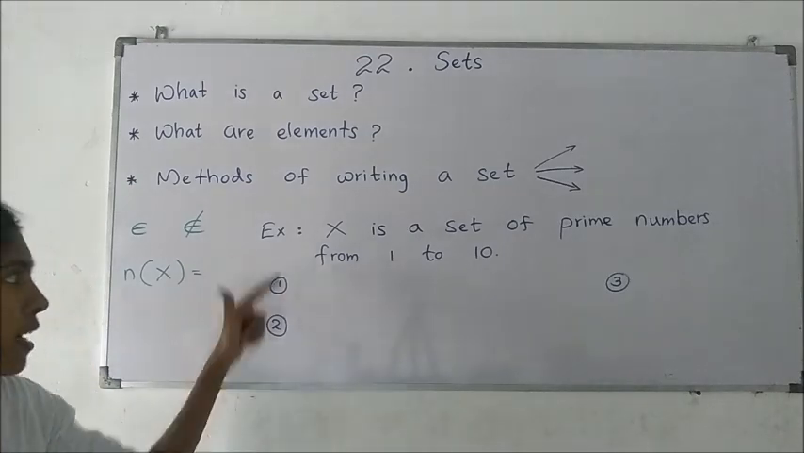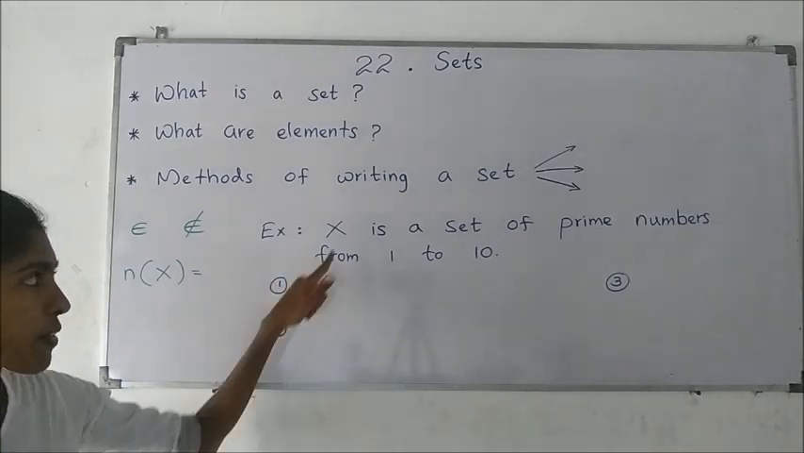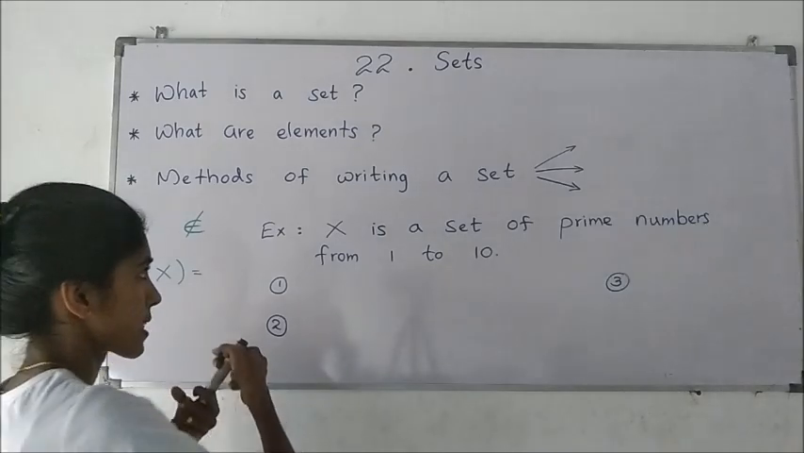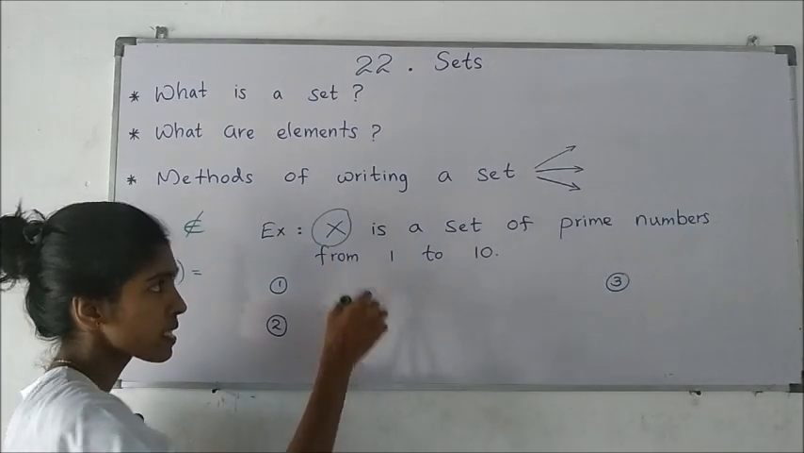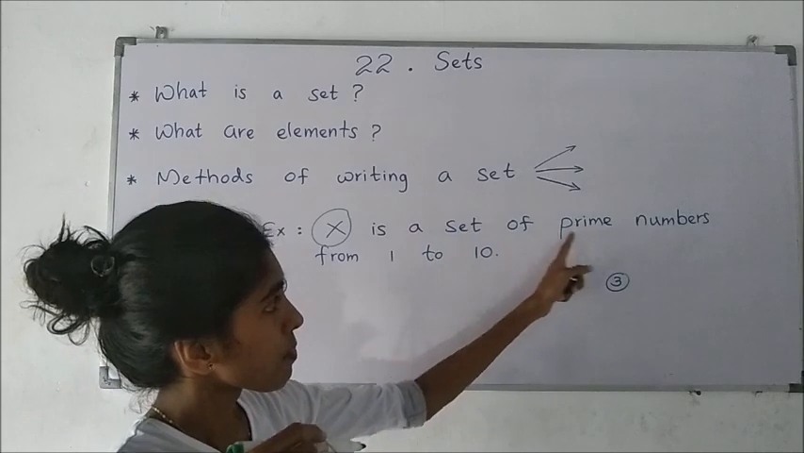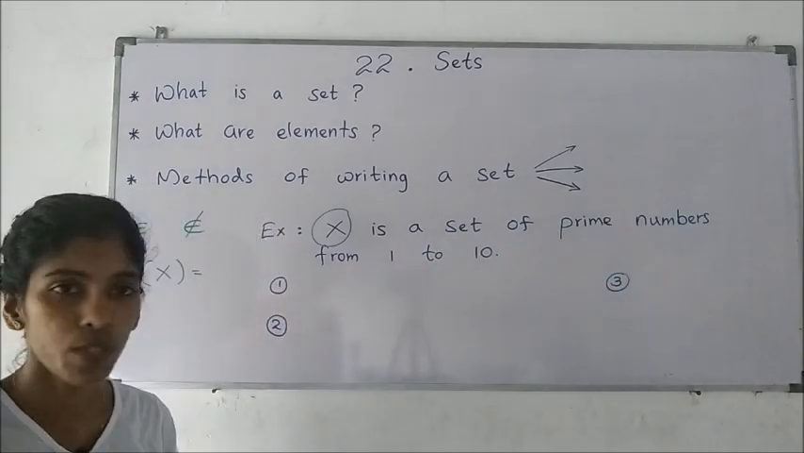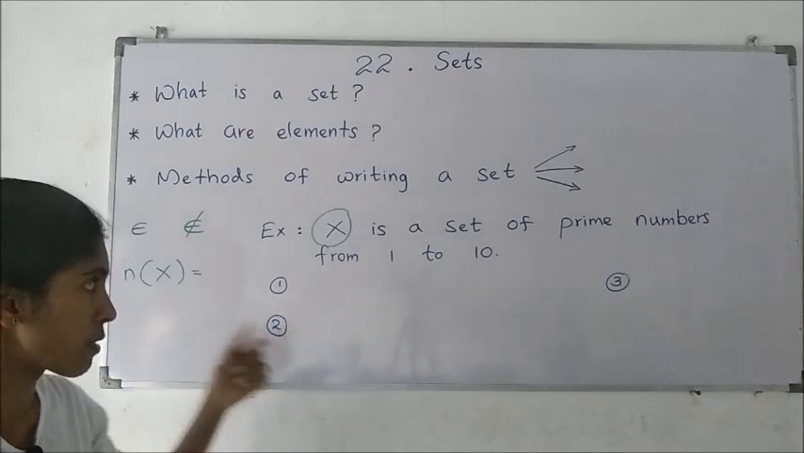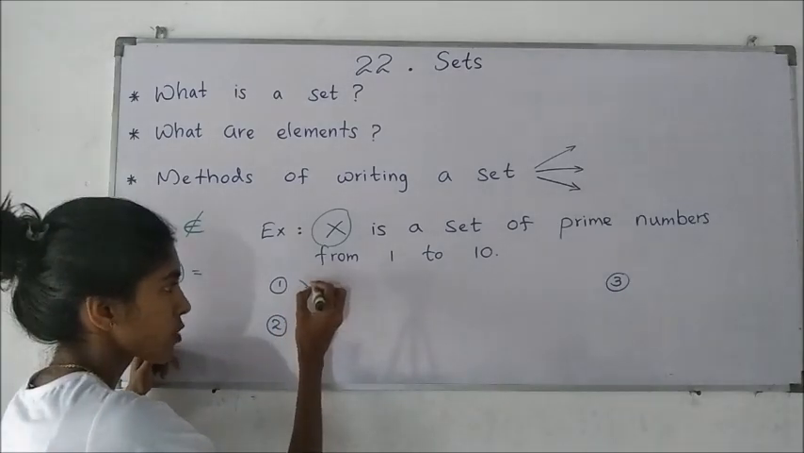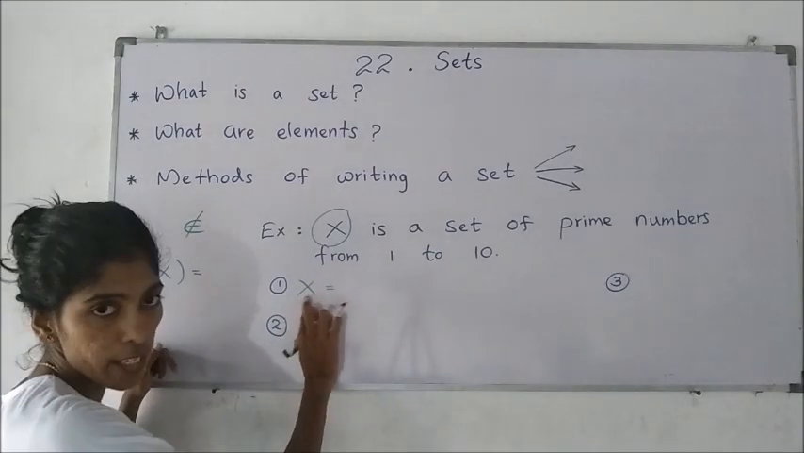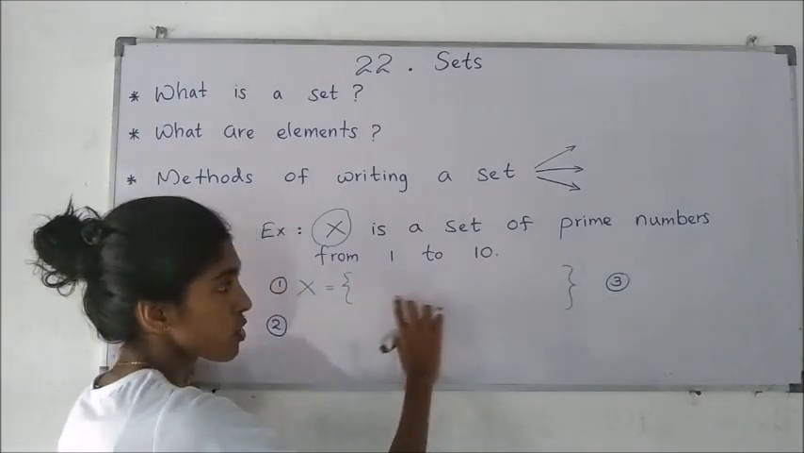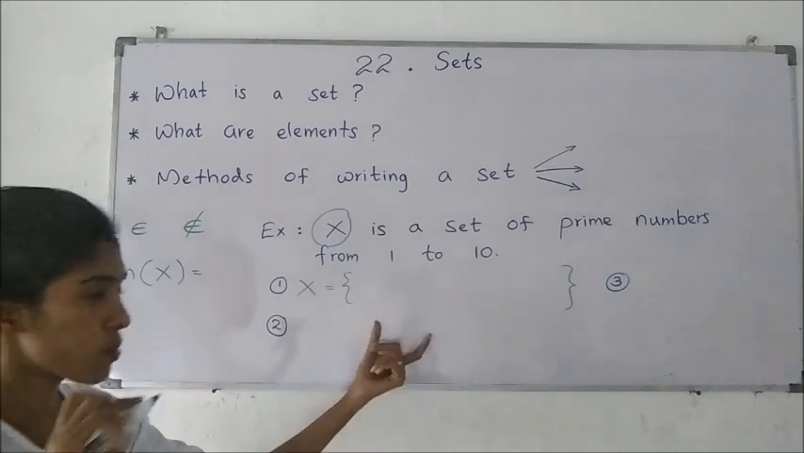Then I have given you one example here. X is a set. What is the name of this set? X. What is this set? Prime numbers from 1 to 10. Firstly we will identify what the prime numbers from 1 to 10 are. As a description, firstly write the name of the set, and within curly brackets you need to write the description.